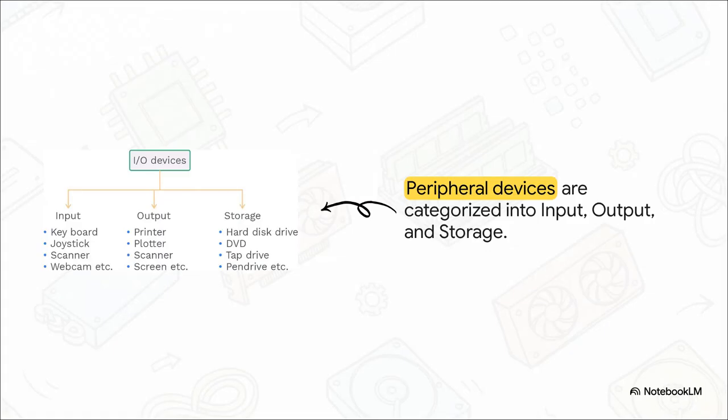So how does the computer talk to the outside world? We use peripheral devices, which connect externally to the CPU through a bus arrangement. They fall into three super straightforward categories. Input devices, like your keyboard, scanner, or webcam, send data in. Output devices, like your monitor or printer, display data out. And storage devices, like hard disk drives or flash drives, handle all that secondary memory retention.